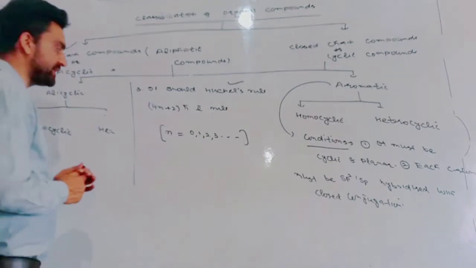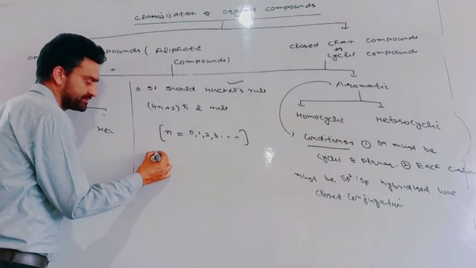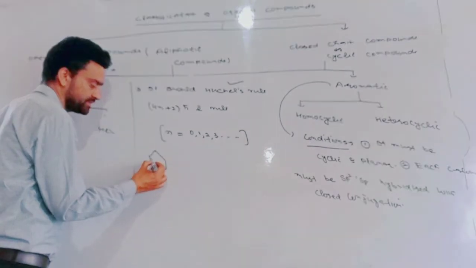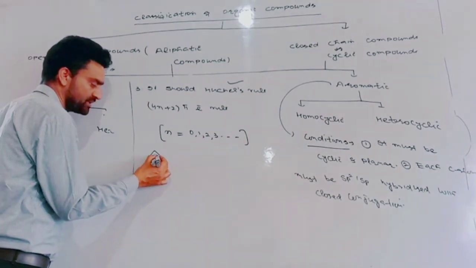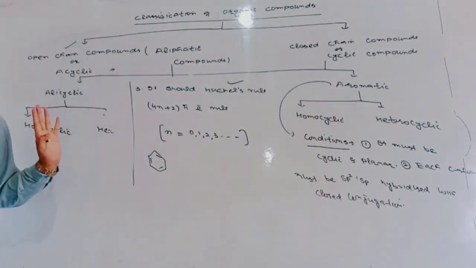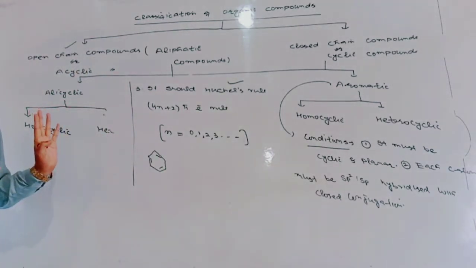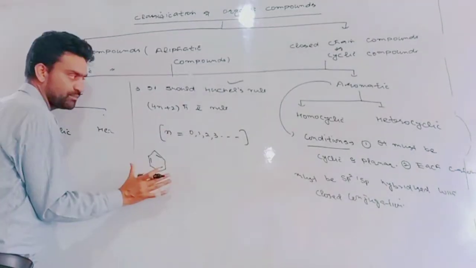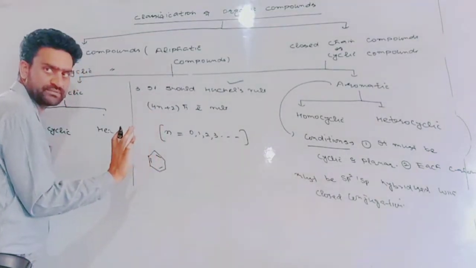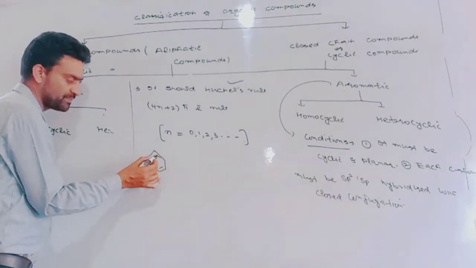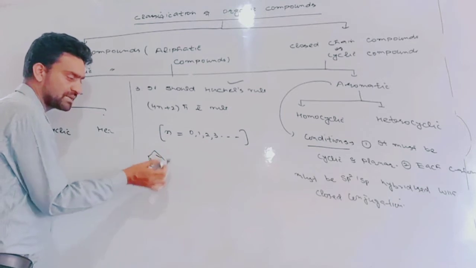For example, let me take an example of benzene. Double bond, single bond, double bond, single bond, double bond. Clear? Is this compound cyclic and planar? Why? Because each carbon is sp2 hybridized. First of all, it is a cyclic compound and planar. Each carbon is sp2 hybridized, with 1 pi bond, 1 pi bond, 1 pi bond.